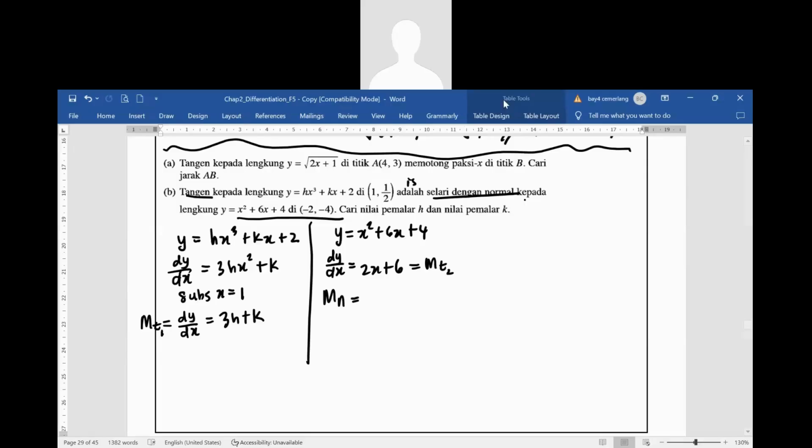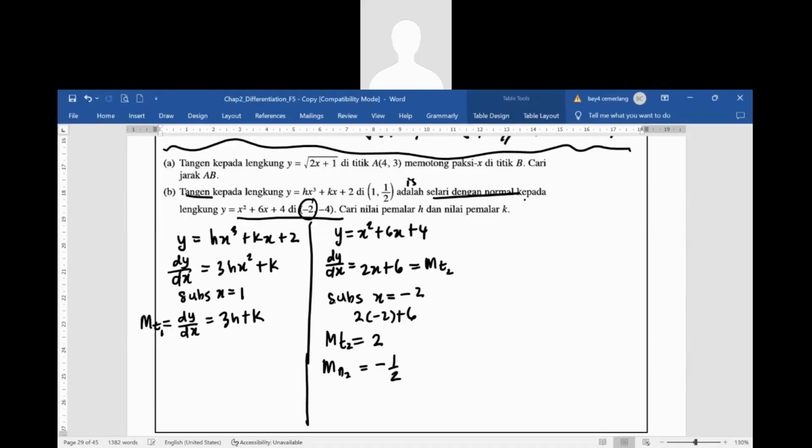Sorry, before that, you need to substitute x equals, for this curve, x is negative 2. So 2 times negative 2 plus 6, that is negative 4 plus 6, which is 2. So this is your gradient of tangent 2. So what is your gradient of normal 2? Why I call it 2, the second line, is to avoid confusion.